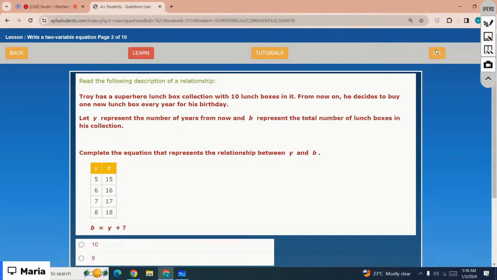That is B equals Y plus, which number is added every time? That is 10. B equals Y plus 10.